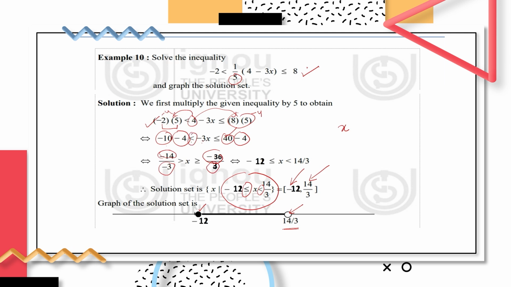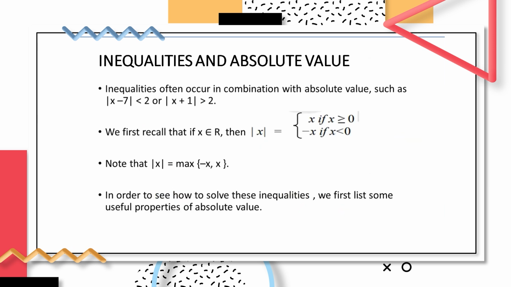So, less than will be changed to greater than, and less than or equal to will change to greater than or equal to. As a result, we get the solution minus 12 by minus 12 less than or equal to x less than or equal to 14 by 3, and we graphed the solution as we had discussed in the beginning. Now, inequalities of the absolute values.